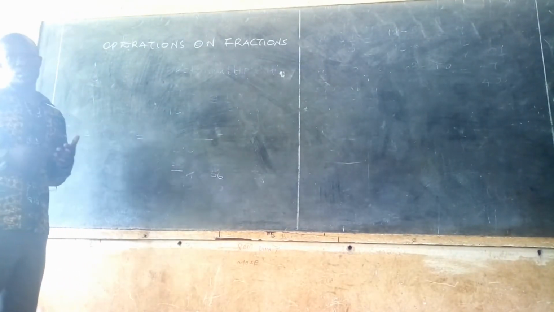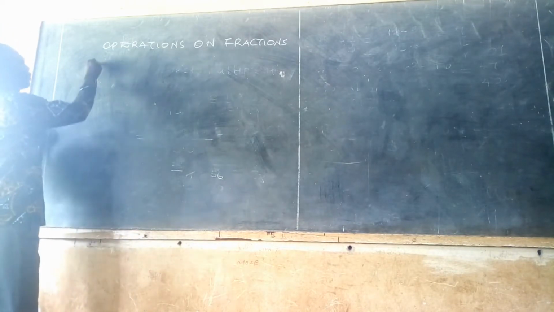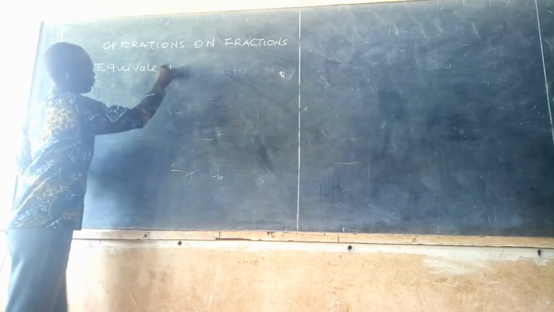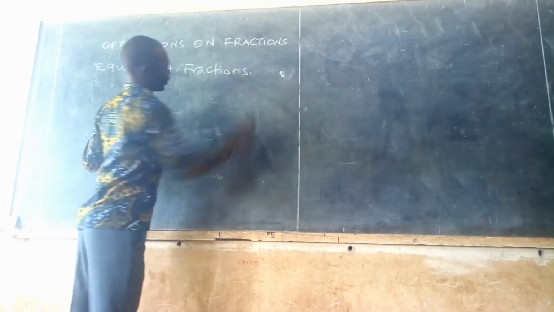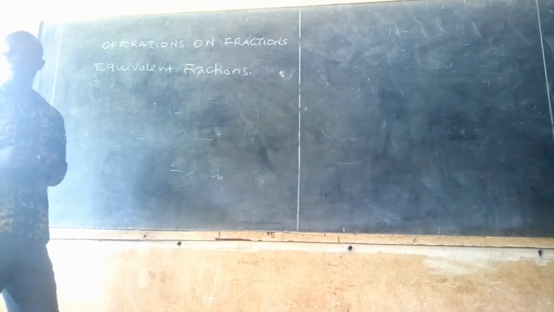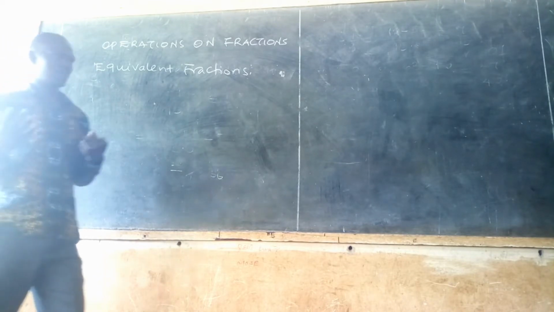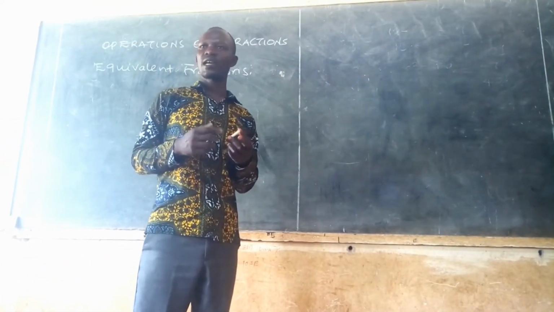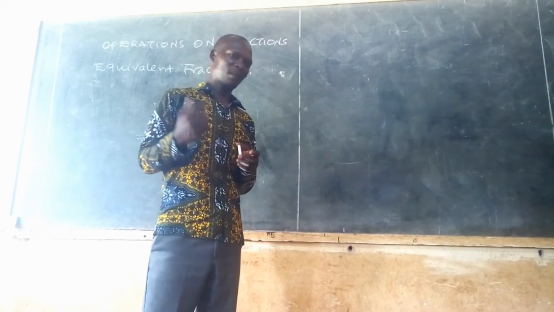The second method after the direct multiplication method is what I call the equivalent fractions method. This one works when you discover that one denominator is a multiple of the other. When do I use it? When I discover that one denominator is a multiple of the other.